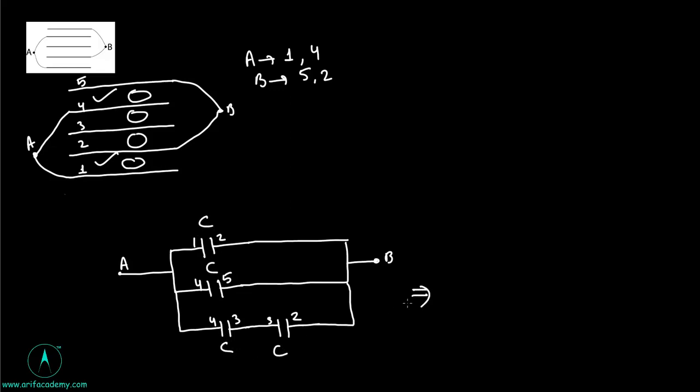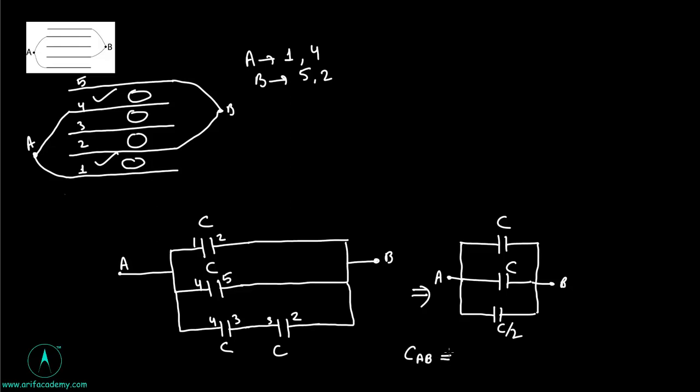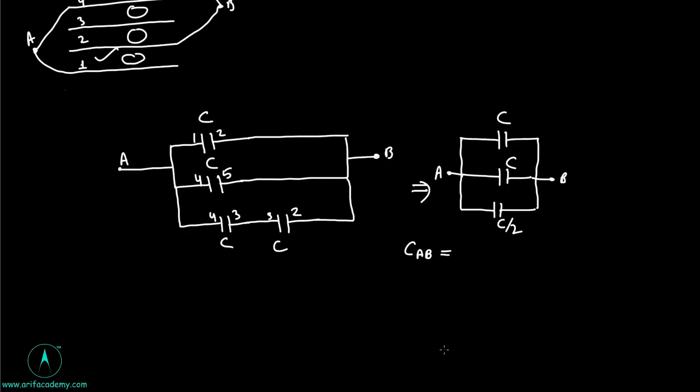Now this can be written as C, C, and this is C by 2. This is point B, this is point A. So CAB will be equal to C plus C plus C by 2, which is 5C by 2.